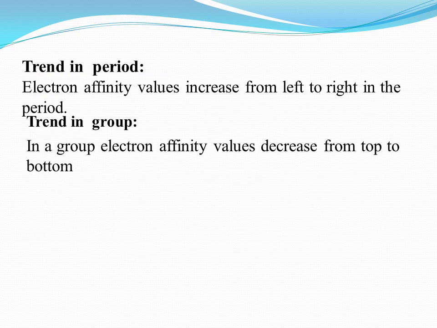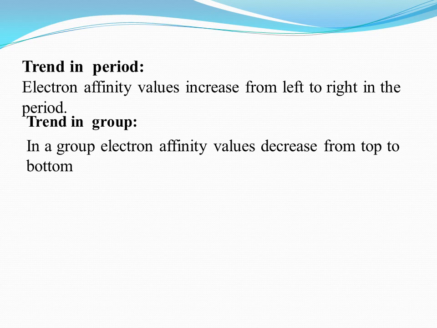Trend in period. Electron affinity value increases from left to right in a period. The reason for the increase is that as the size of an atom decreases in a period, the attraction of the nucleus for the incoming electron increases. That means the more the attraction for the electron, the more energy will be released.